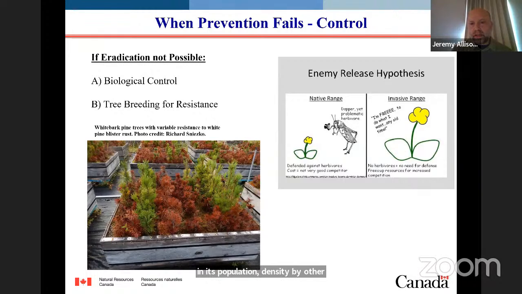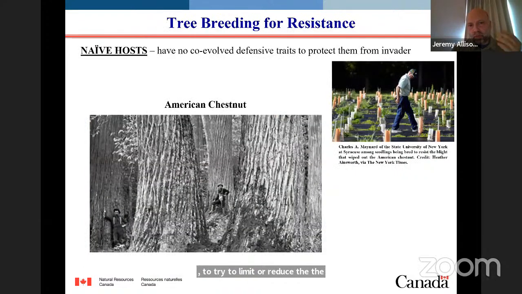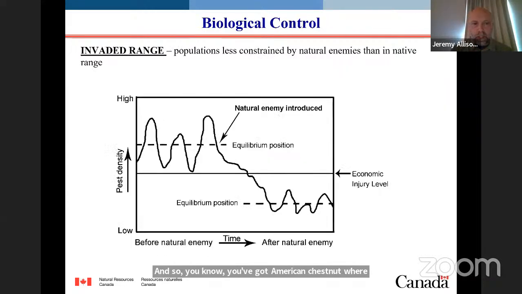And so by reestablishing the connection, if that organism invades an area and is freed from those biotic relationships, we want to reestablish them to try to limit or reduce the population level. And so, you've got American chestnut, where we're selecting for resistance to chestnut blight. And here's a graphic that illustrates biological control.